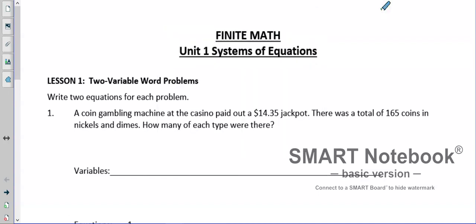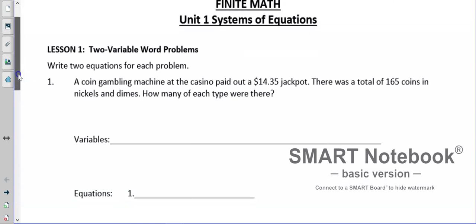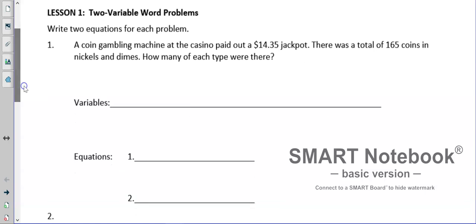All right, finite math, unit 1, system of equations. So we're going back to a little bit of algebra 1 and algebra 2. Remember, a system of equations is just when you have more than one equation, you're trying to solve for all the variables. Okay, so we do this once we have more than one variable to solve. We can't just do it with normal algebraic solving of an equation.